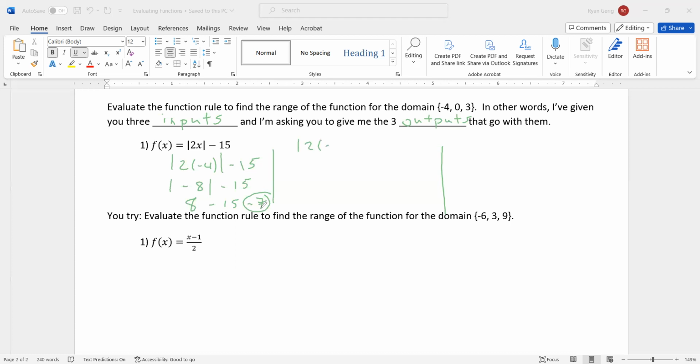So 2 times 0 minus 15. 2 times 0 is 0. Now, the absolute value of 0 is pretty easy. How far is 0 from 0? Well, it's on 0, so it's nowhere. It's just 0 minus 15. So the second one is -15. And the third one, put 3 in for x.